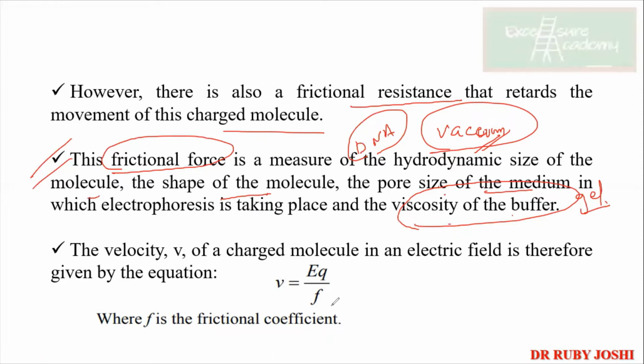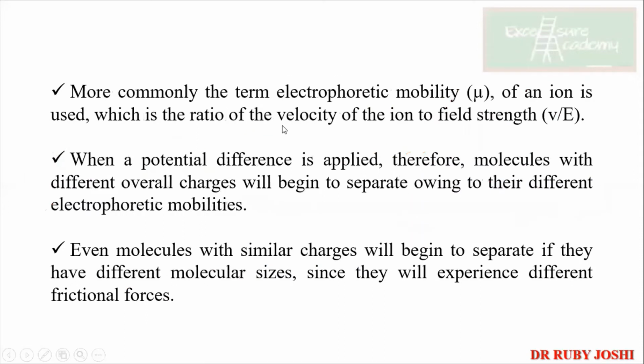Now let's talk about the velocity with which the charged molecule, here the DNA, is moving. That is given by V equals EQ by f, where f is your frictional coefficient. And we know that EQ is your force in newtons, correct? More commonly, the term electrophoretic mobility of an ion is used, which is the ratio of the velocity of the ion to the field strength. So here mu is nothing but your electrophoretic mobility, which is equal to the ratio of velocity by the field strength.